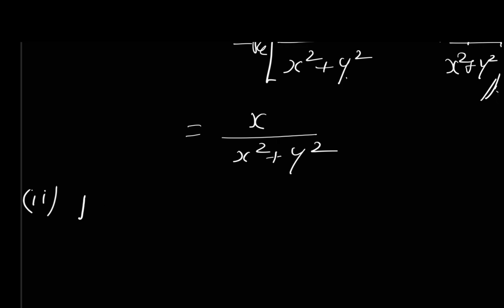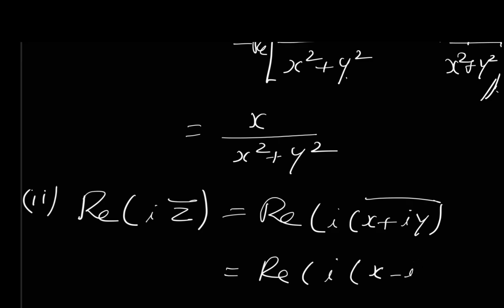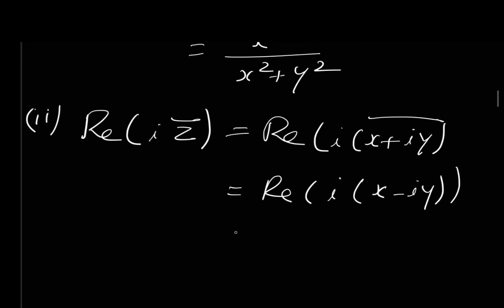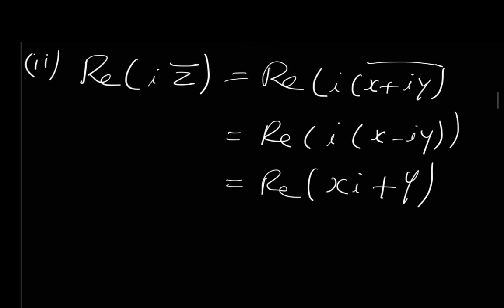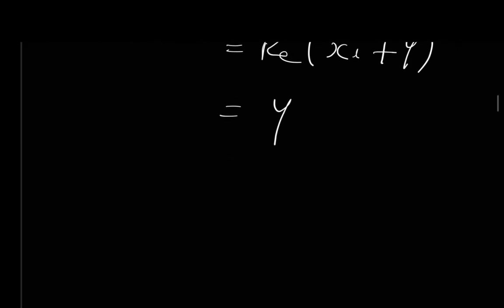Second one, real of i z bar. That is real of i times (x plus iy) the whole bar. That is real of i into, what is the conjugate of x plus iy? x minus iy. So multiply with i this number: xi minus i into i squared, which is minus 1, so plus y. From this you collect only the real part. Real part is y here.